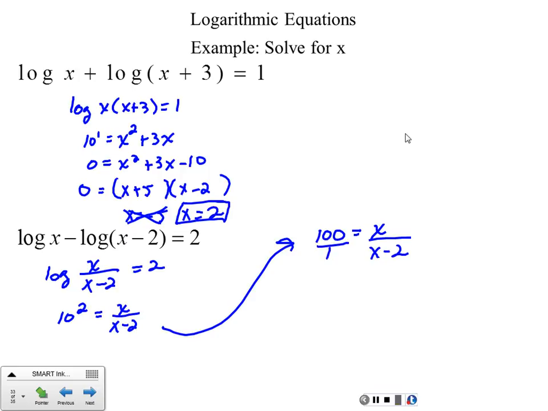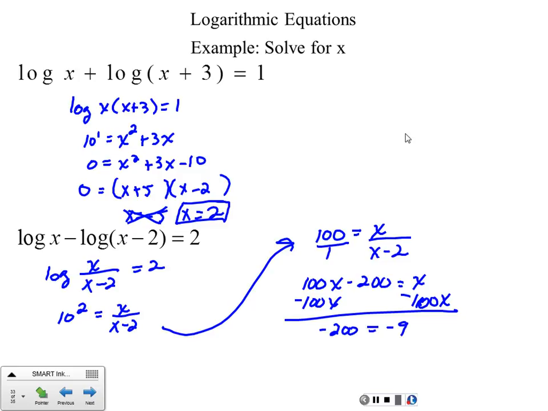Cross multiply. So you're going to have 100x minus 200 is equal to x. It's not quadratic this time, so I don't have to get it set equal to 0. It's just linear. So we'll minus 100 from both sides. So we have negative 200 is equal to what? Negative 99? Weird. Divide by negative 99. That is a 9.